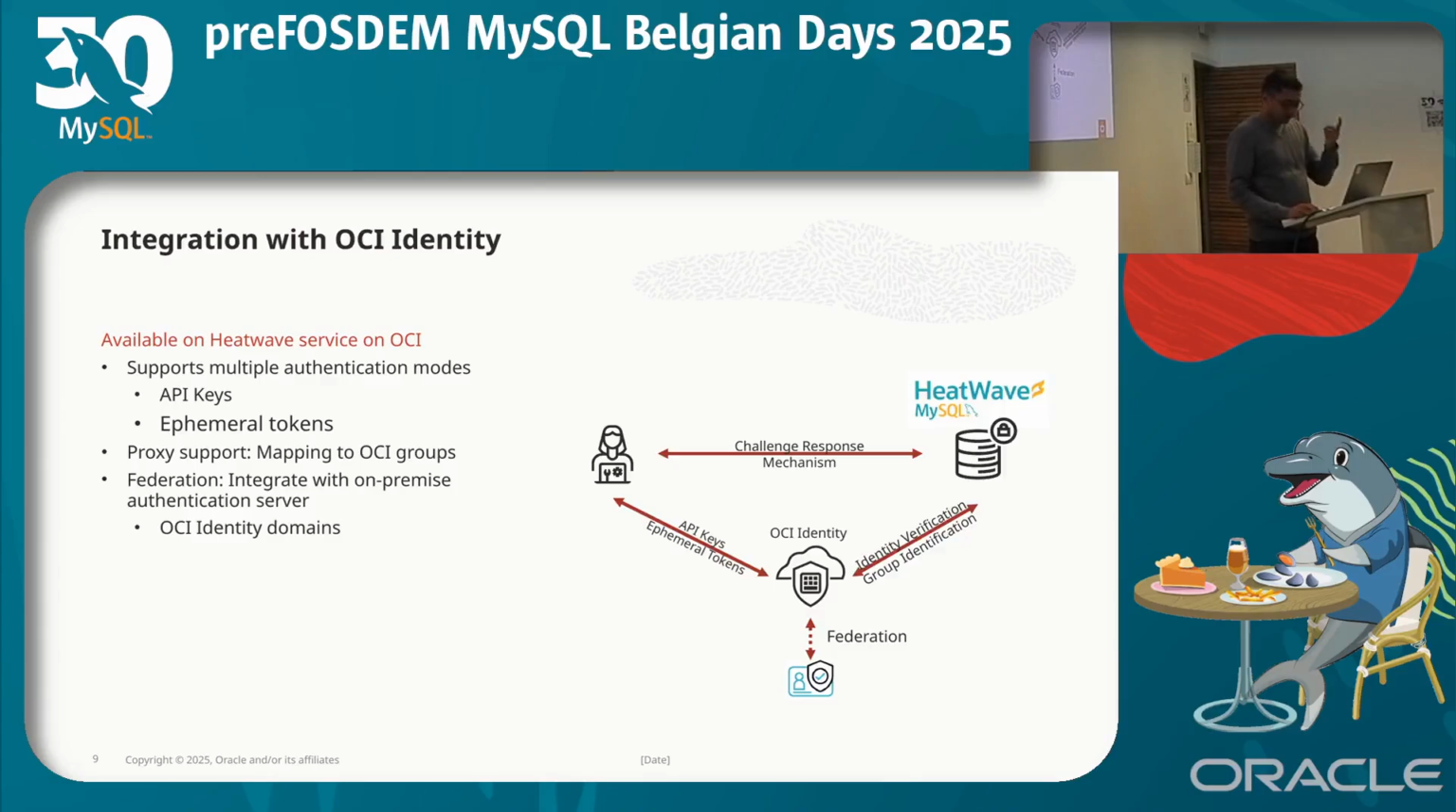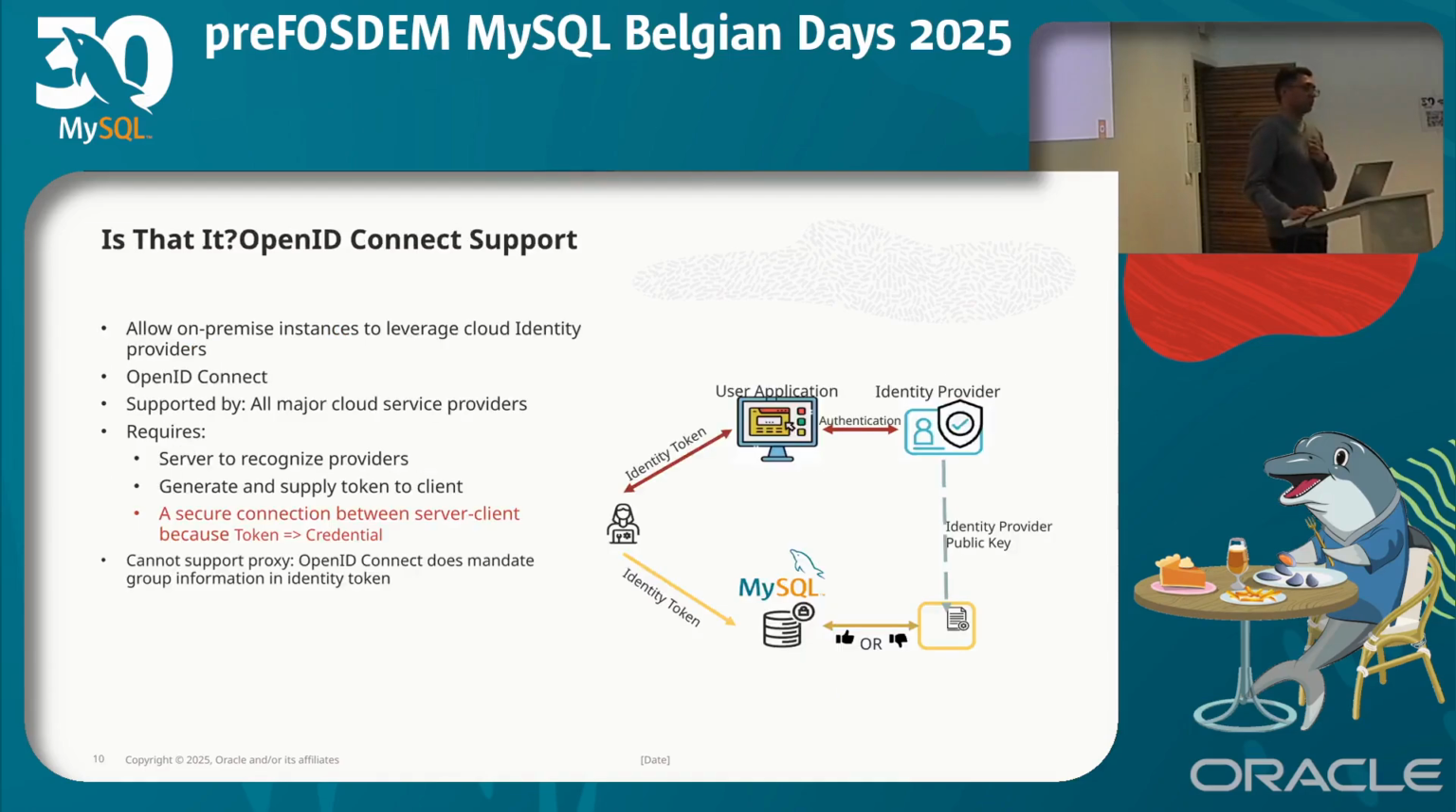In addition, as I said, cloud identity providers also interface with your on-premise identity servers, which OCI does too through something called OCI identity domains. So you get it for free. It's transparent once it is set up. But again, this was specific to the MySQL HeatWave service on OCI.